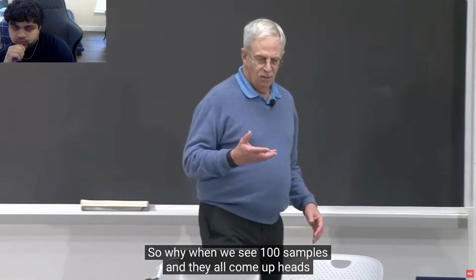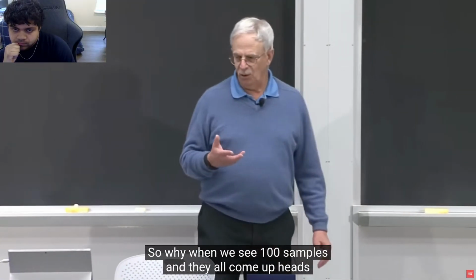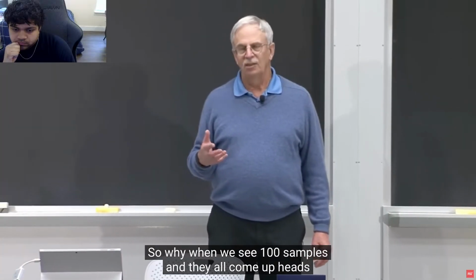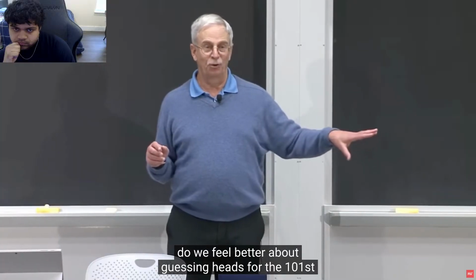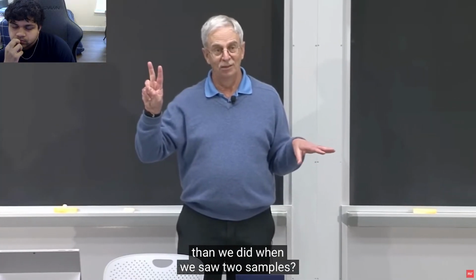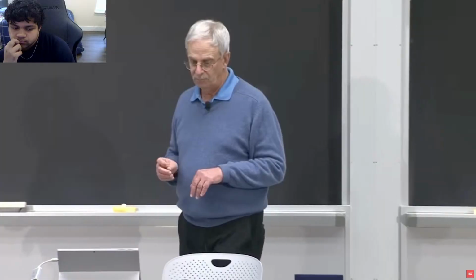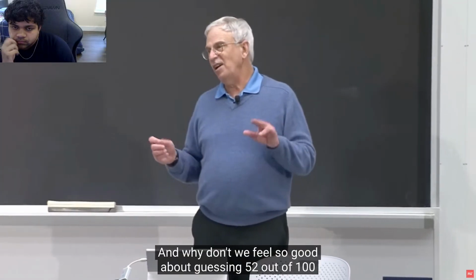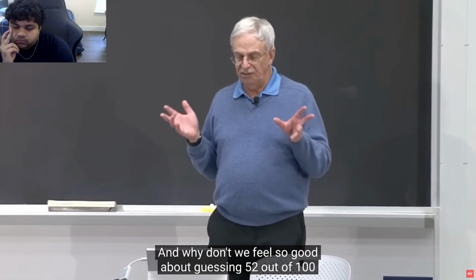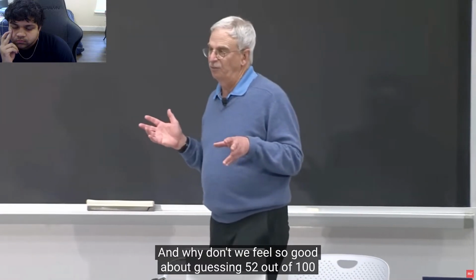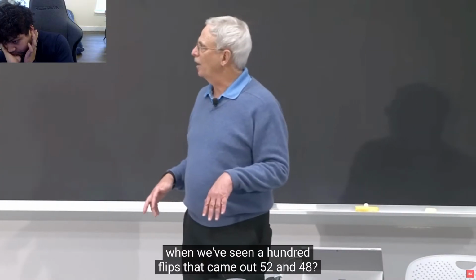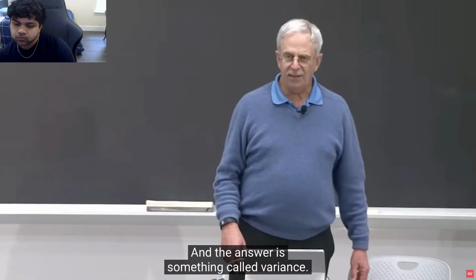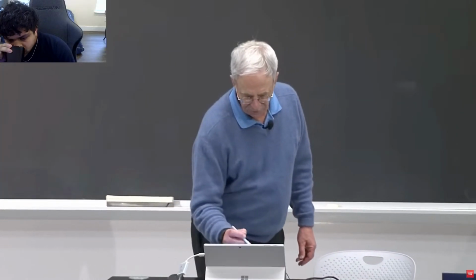So why, when we see 100 samples and they all come up heads, do we feel better about guessing heads for the 101st than we did when we saw 2 samples? And why don't we feel so good about guessing 52 out of 100 when we've seen 100 flips that came out 52 and 48? And the answer is something called variance.